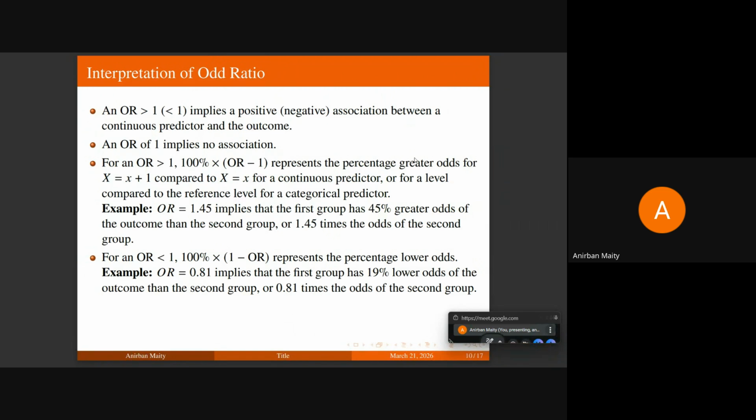And that's the opposite interpretation for an odds ratio less than 1. The formula is 100% times (1 minus odds ratio), and this represents the percentage of lower odds. So an odds ratio equal to 0.81, which is less than 1, implies that the first group has 19% lower odds of the outcome than the second group.